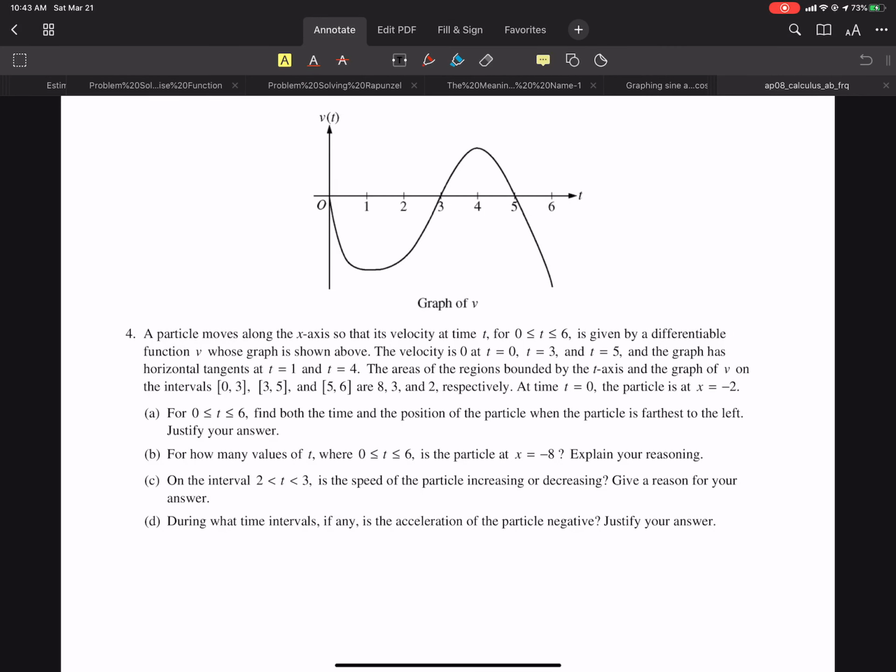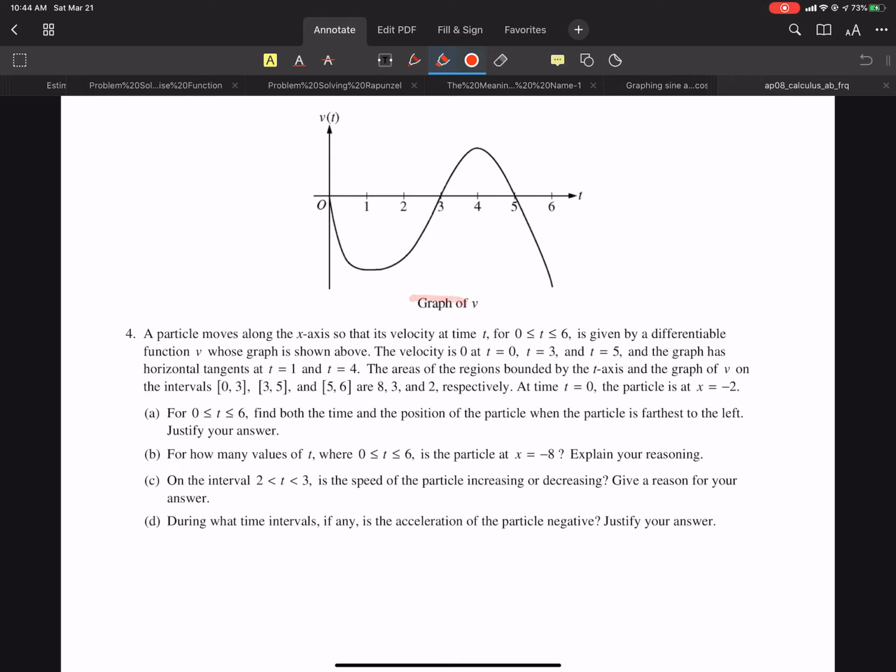Hey everybody, this is the number 4 question for both the AB and BC FRQ from 2008. So let's get started here. I want to highlight some information here.